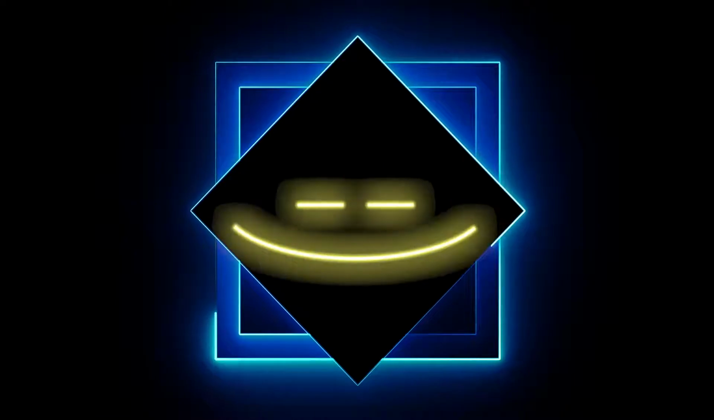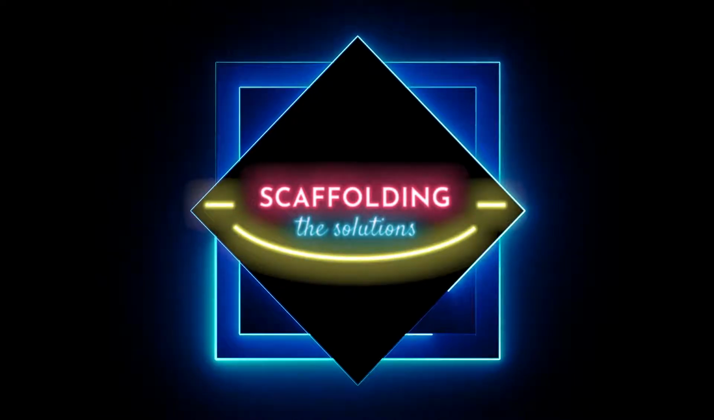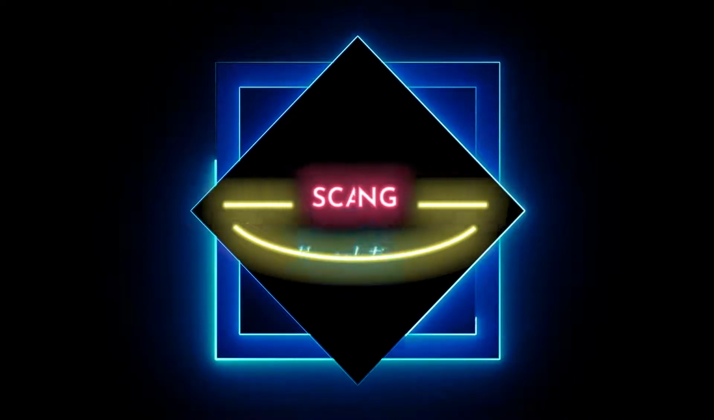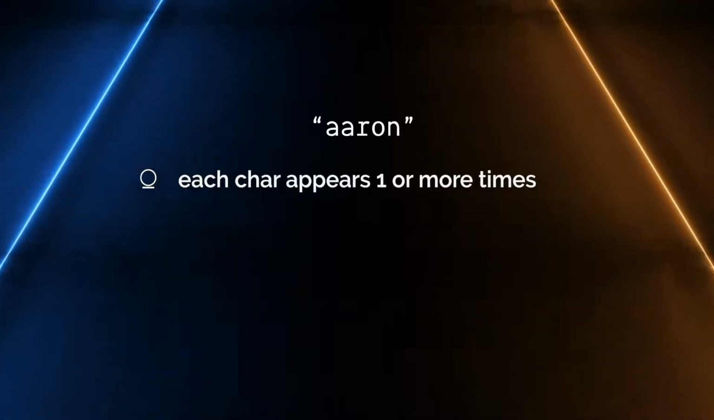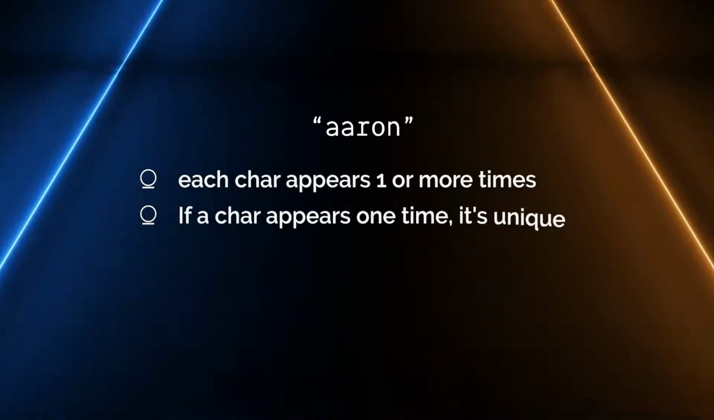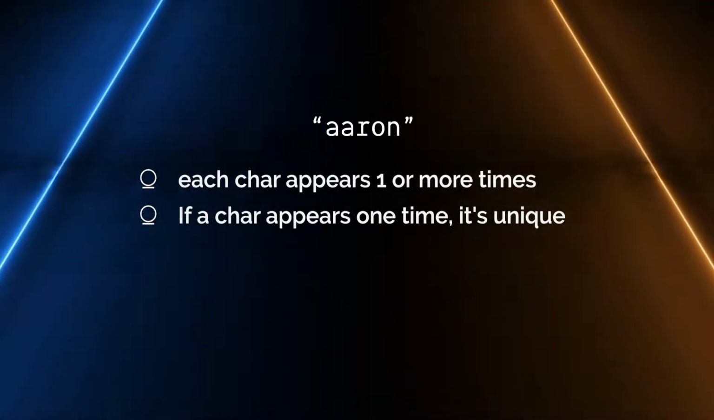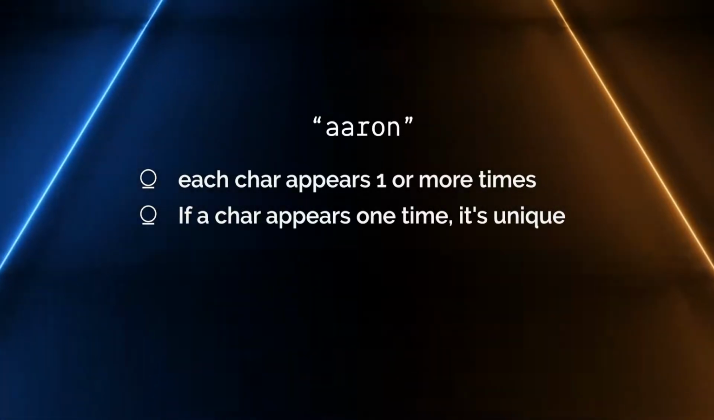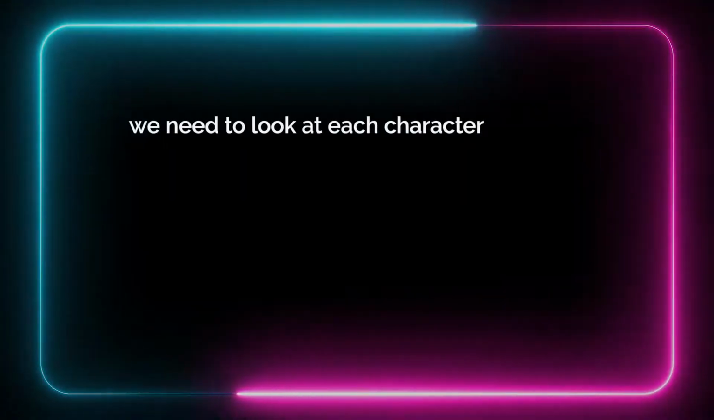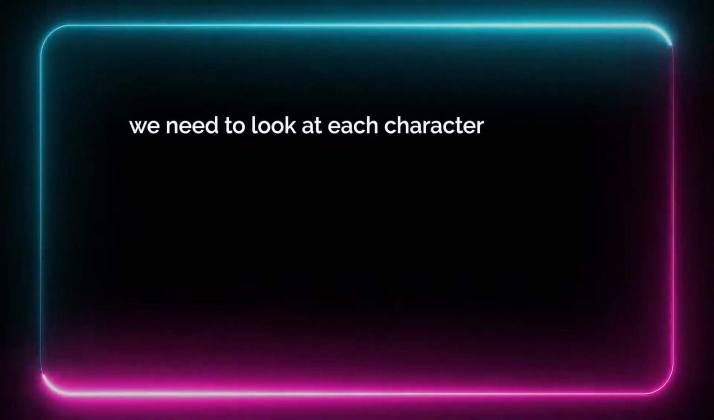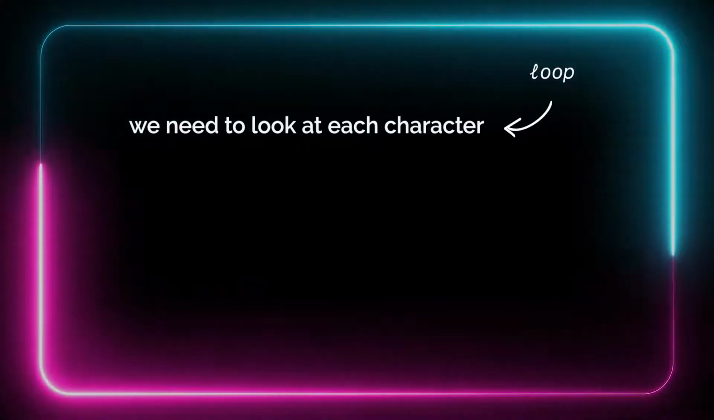Let's start working on our first solution by first breaking down what we know. If we think programmatically, we know each character appears a certain number of times, whether that's 0, 1, or more than 1. If a character appears once, it's unique, which fits our definition. So we have to count up all the characters to determine which ones are unique. But how do we do that? To check each character, we're going to want to move left to right through our string. And the best way to do that is with a loop.